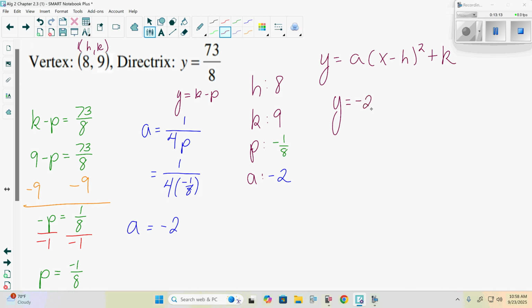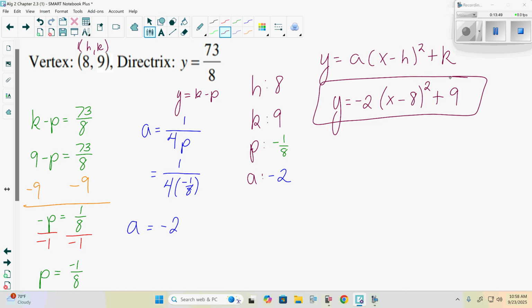So y equals negative 2 times x minus 8 squared plus 9. And again, when we plug h and k back in, make sure we're plugging them in the right spots. For y equals, h is inside the parentheses, k is outside. Our other equation, x equals, k is inside the parentheses, and h is on the outside. So again, I would keep making sure we're plugging them in the right spot. Questions on this here? Okay, that's fine.